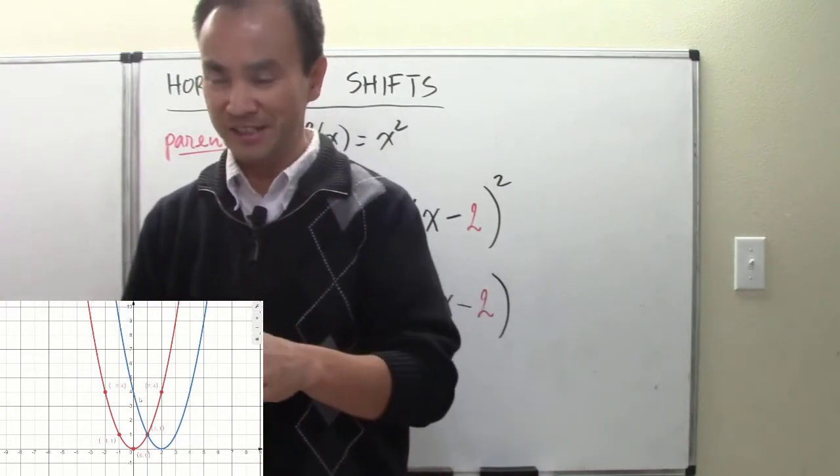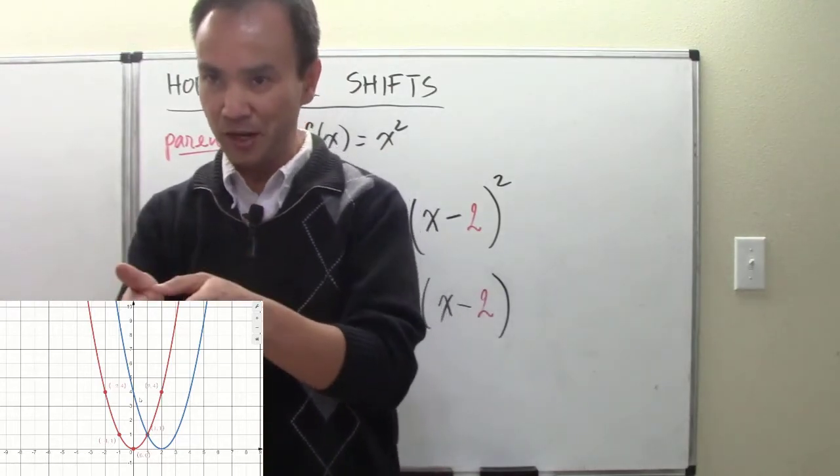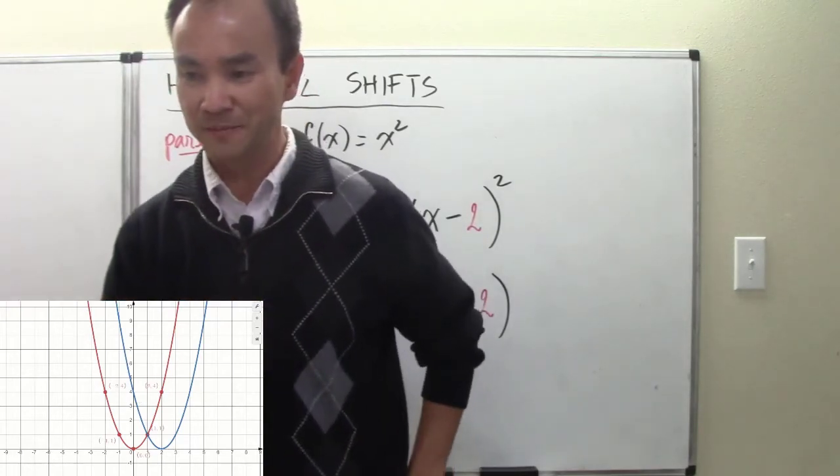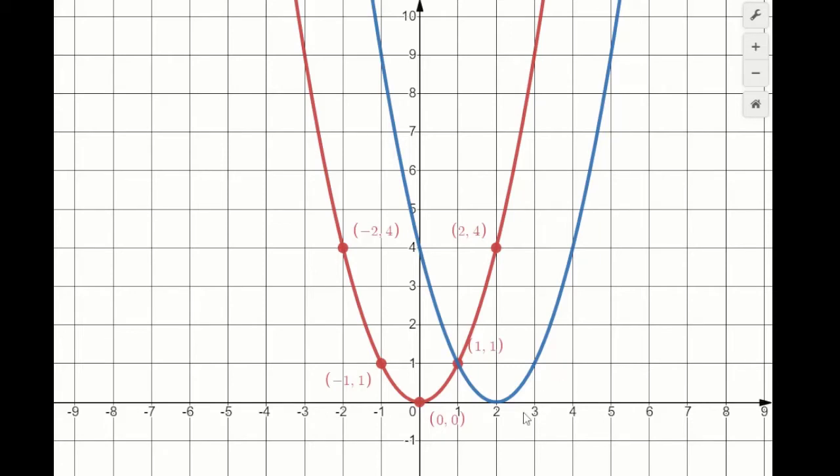The only difference is that g of x, the blue one, is shifted to the right-hand side. Well, how do I know that? Now let me bring it in for a closer view. For a parabola, it's always easy to look right at the vertex. See, the vertex of the original parent function stays right at the origin, 0, 0.